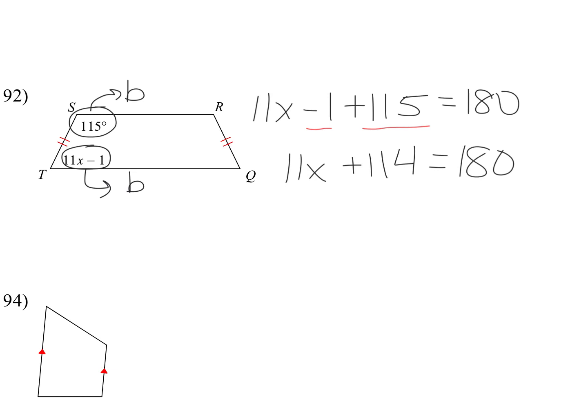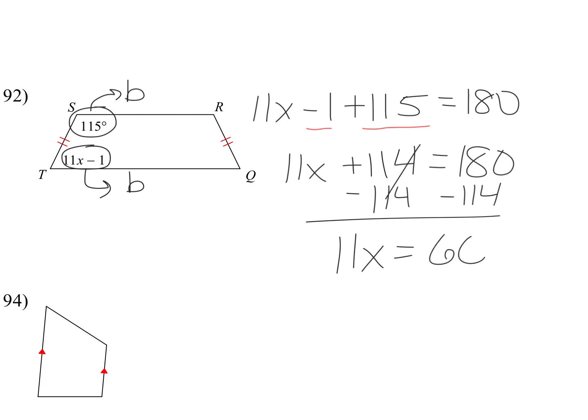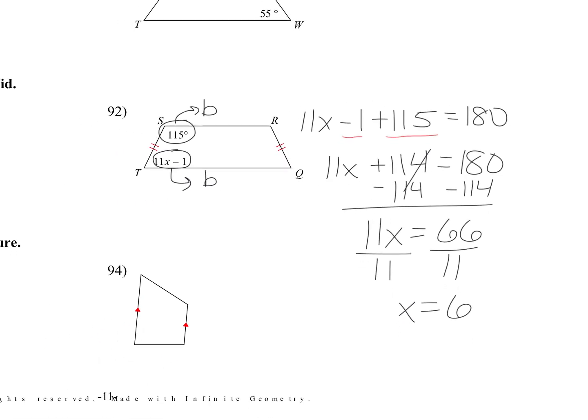What do we do first? Subtract 114 from 180. What do you get? 66. Last step, divide by 11. Equals 6. X equals 6. How we doing? Are we remembering this from last week?